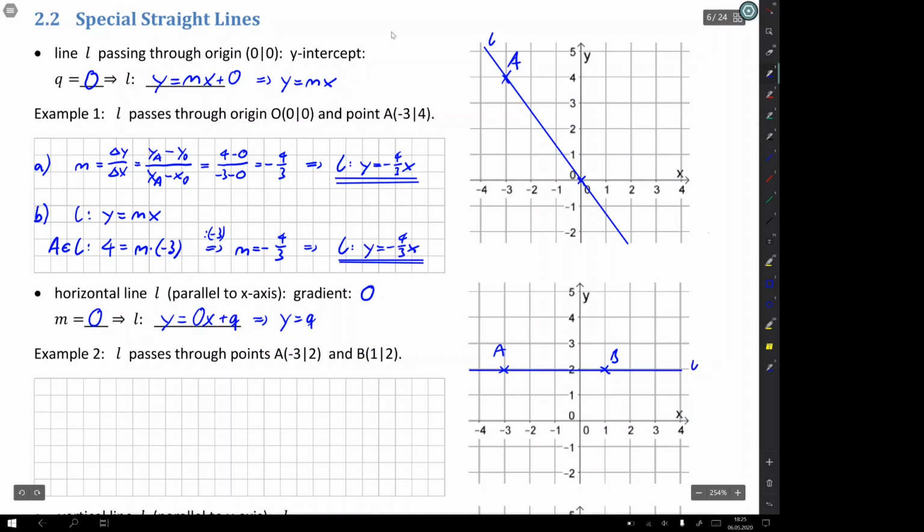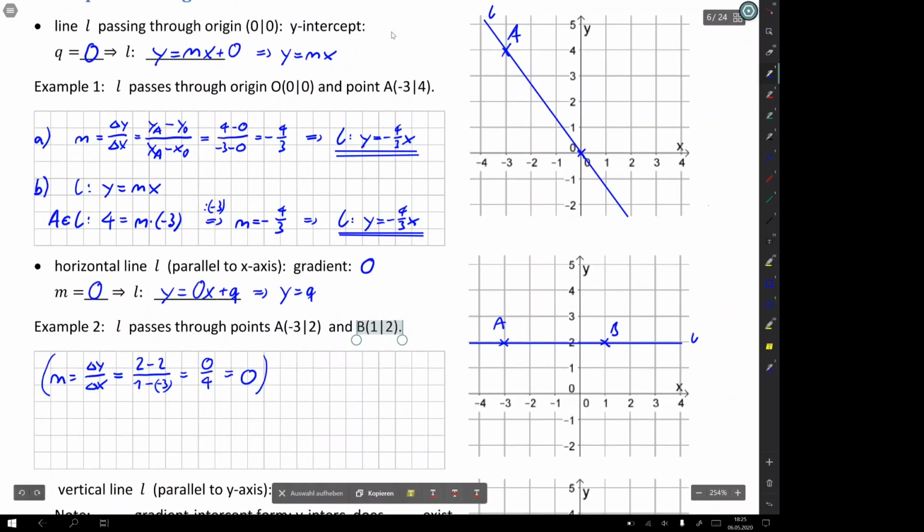Now let us assume that we didn't realize it was a horizontal line and we would just proceed in the normal way. Using the normal recipe means we would start with finding the gradient. So m is delta y divided by delta x, which means we take yb minus ya, so 2 minus 2, divided by xb, 1, minus xa, -3, and we get 0 divided by 4, so m is 0. So we would realize now, oh, the gradient is 0, it's a horizontal line.